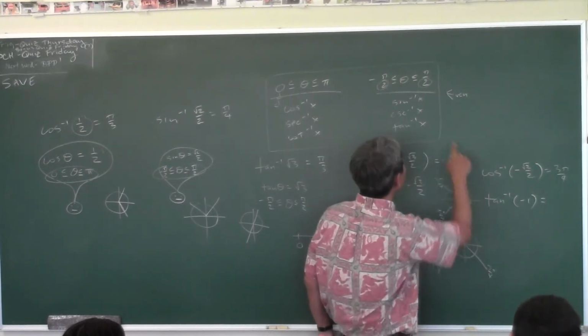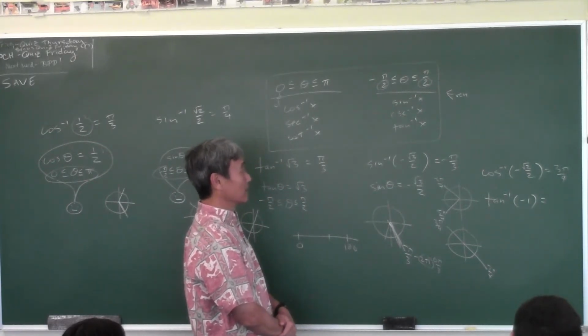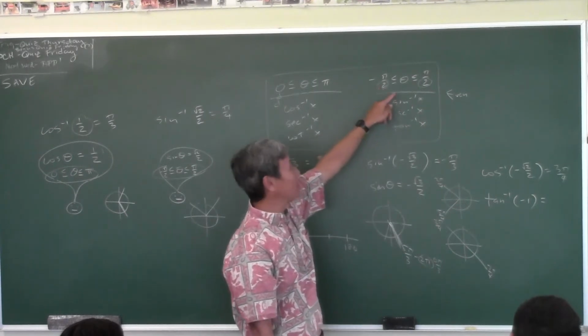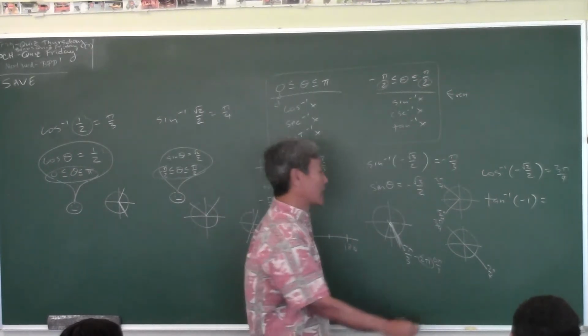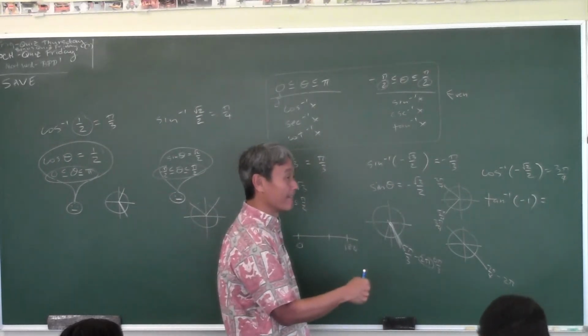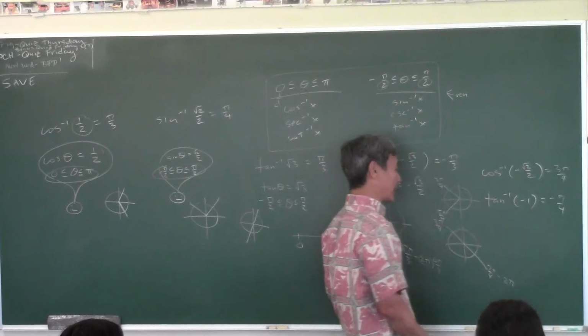But which one of these falls within this range here? 3 pi over 4? No way. 7 pi over 4 is 315 degrees, which is way bigger than 90. So you have to subtract 2 pi from it. That's right. Negative pi over 4. Are we getting the hang of it?